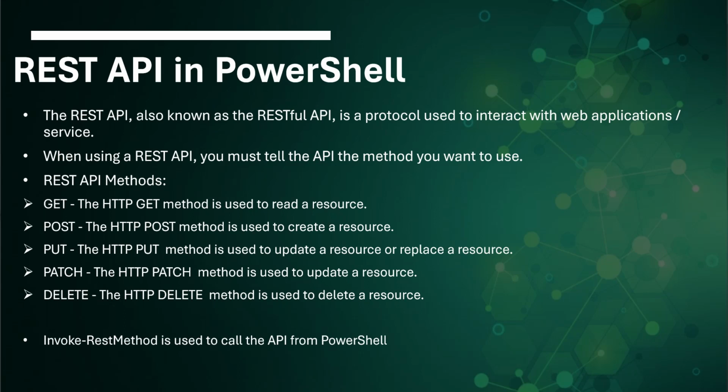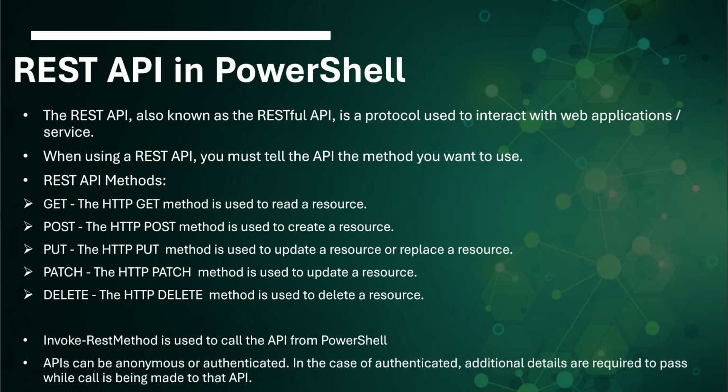In PowerShell, when we want to invoke the REST API, we have to use Invoke-RestMethod and then supply the URL of the API, which we will soon see in action. APIs can be anonymous or authenticated. In the case of an authenticated API, we need to pass in some additional details while calling an API.